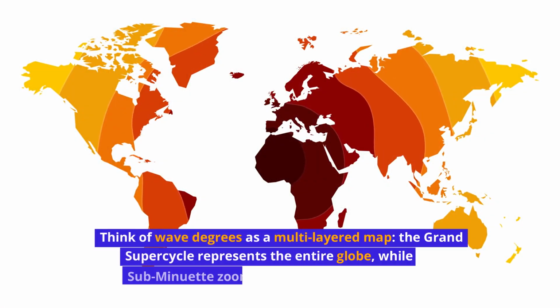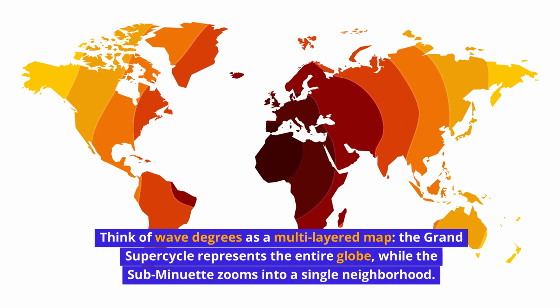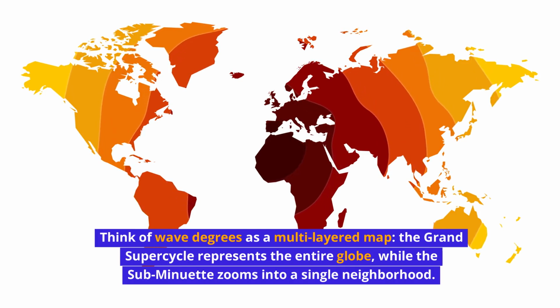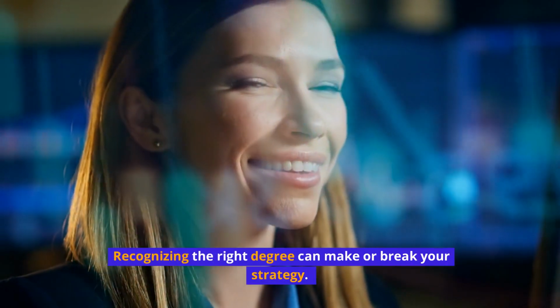Think of wave degrees as a multi-layered map. The grand supercycle represents the entire globe, while the subminuette zooms into a single neighborhood. Recognizing the right degree can make or break your strategy.